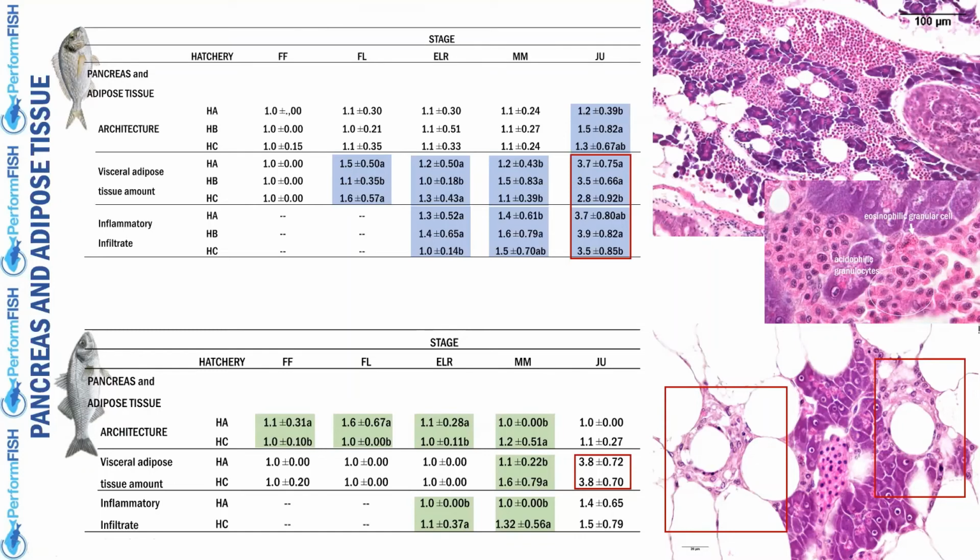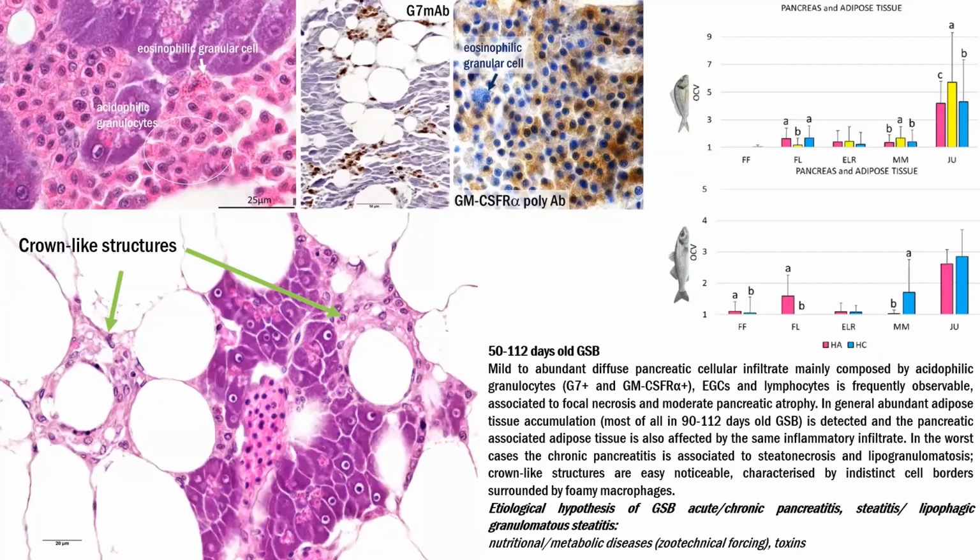The crown-like structures are composed of a dead adipocyte with macrophages around the adipocyte. This lesion, steatitis with the presence of crown-like structures in the adipose tissue, is in our opinion an important quality indicator to take into account to improve food management and consequently fish health. In this image, you can see other details, in particular the crown-like structure. The crown-like structure, in our opinion, is an interesting histological quality hallmark.